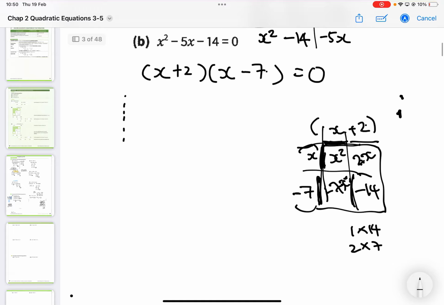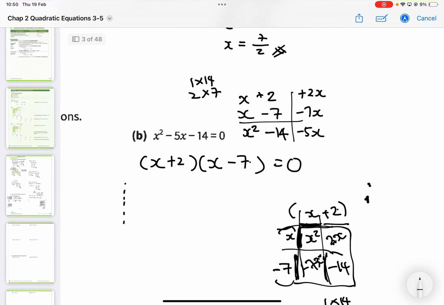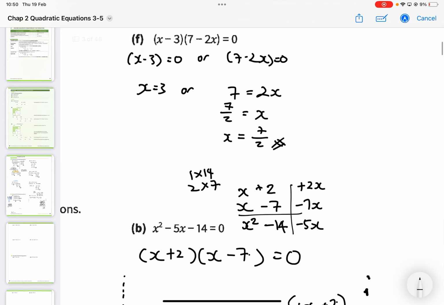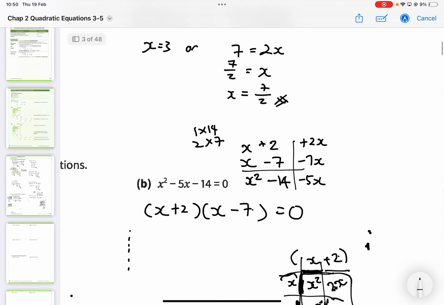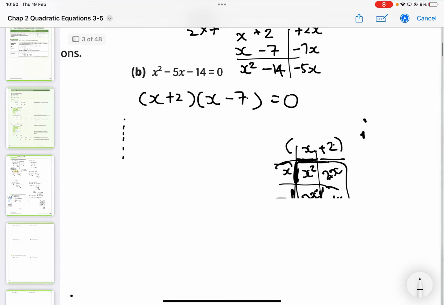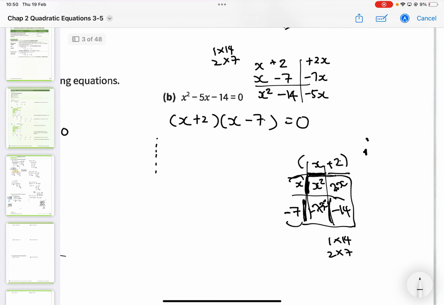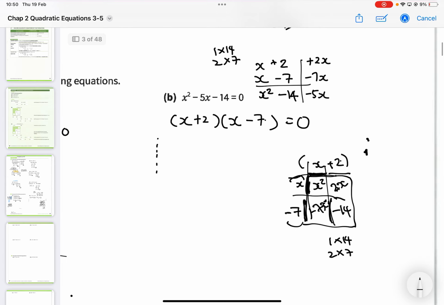So I can write down x plus 2 times x minus 7 is this. Then once I have this, I know that either this is 0 or this is 0 to make the whole thing 0. Then it's a bit like your earlier one. This bracket equals 0 or this bracket equals 0 already. Can? Okay. So the factorization part, you all have to get used to either this one or this one. These are the two more common ones.